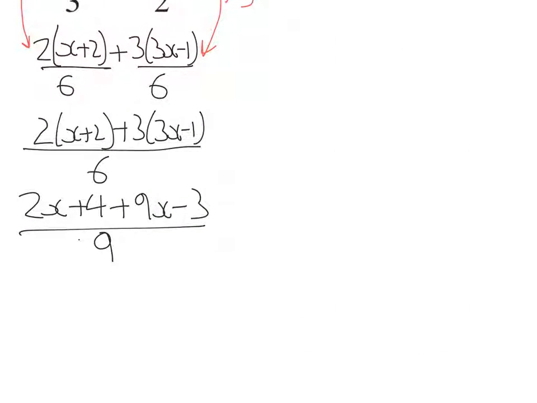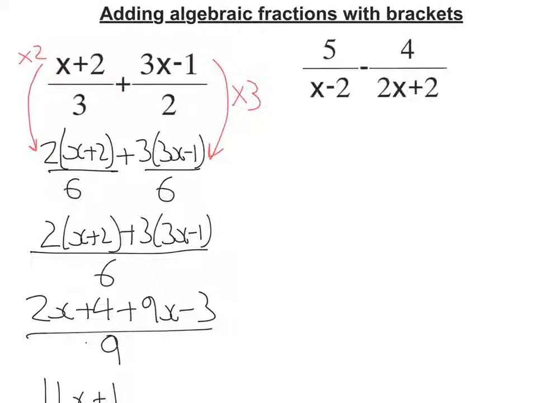Now I can simplify the top. I've got 2x + 9x is 11x. 4 take away 3 is 1. And that's it. I don't make any other changes to that. So let's do the same for this other one.